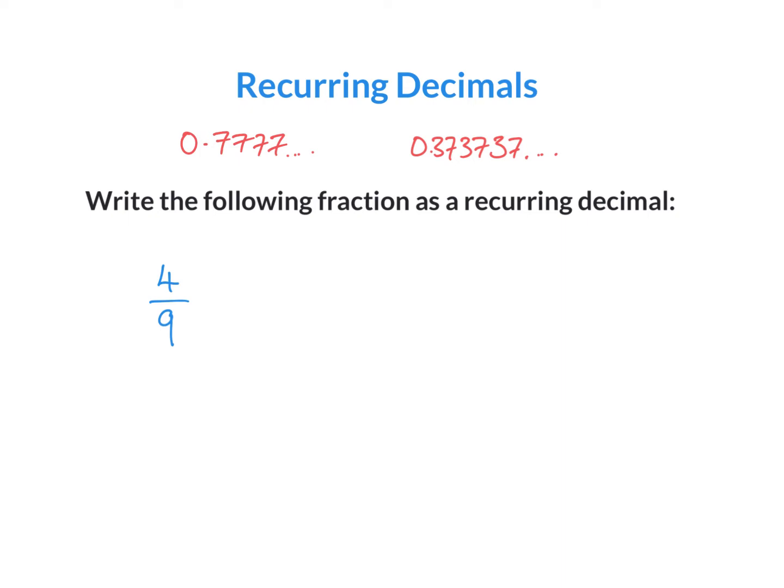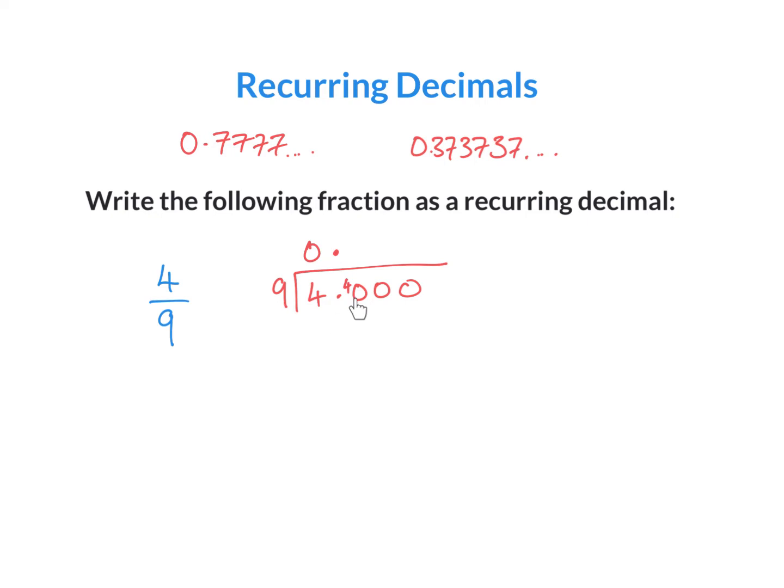What we need to be able to do is to change between fractions and recurring decimals, and also then back again from recurring decimals back to fractions. Let's just look at this 4/9. If we think of this as 4 divided by 9, and we're going to do this as a long division, say it's 4 point 0, 0, 0 to start with.